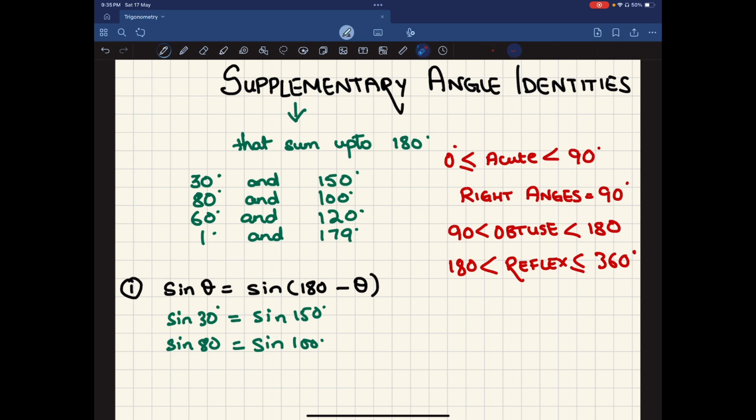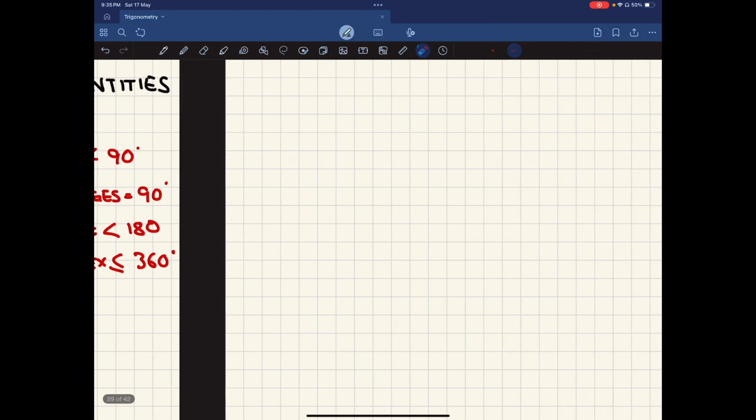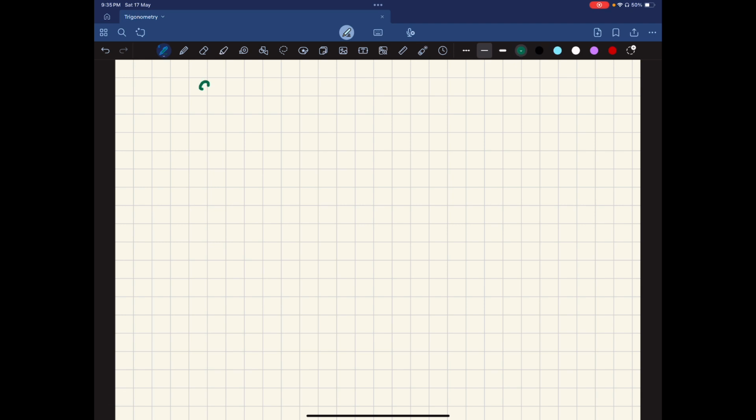Basically, what are we doing? These are supplementary angles, right? So if this is 30, 180 minus 30 would be 150. If this is 80, 180 minus 80 would be 100. So the sine of supplementary angles is equal. That is the first identity. So sine of supplementary angles is equal.